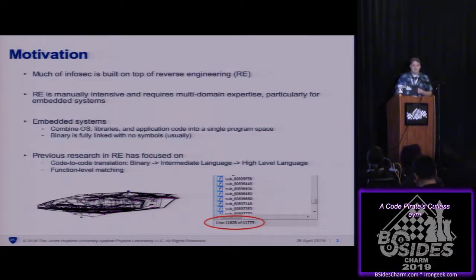And then the other part is function level matching. So there are things like BinDiff and Diaphora out there. Ghidra, of course, has the Version Tracker tool that lets you take two binaries and match functions between them.